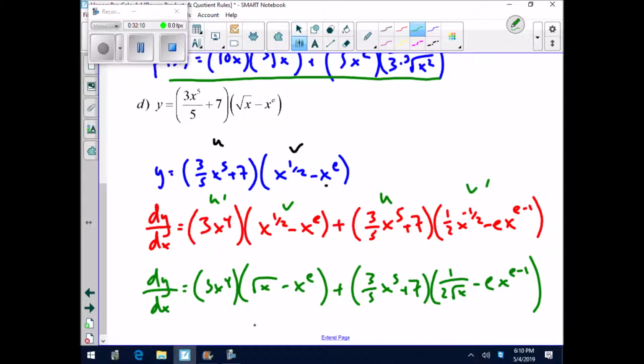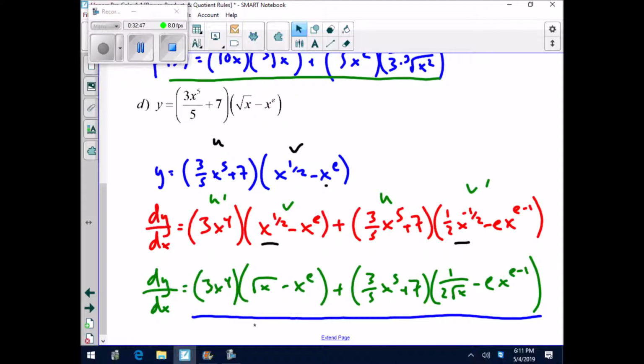And right here, taking care of our fraction exponents and our negative exponents again, we can say that finally our derivative is going to be 3x to the 4th times the square root of x minus x to the e plus 3/5 x to the 5th plus 7 times 1/2 times the square root of x minus e times x to the e minus 1. And again, that would be the final form of our derivative.